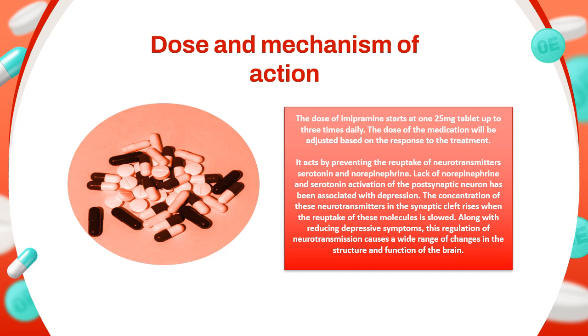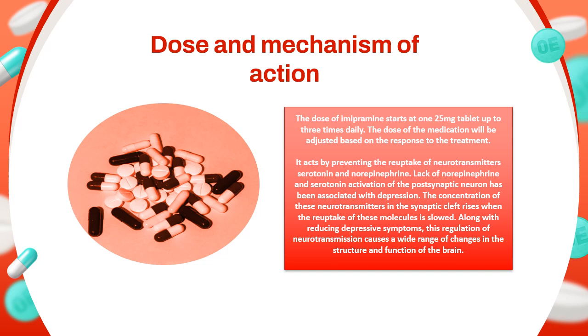Next is the dose and mechanism of action. The dose of imipramine starts at one 25 mg tablet up to 3 times daily. The dose of the medication will be adjusted based on the response to the treatment. It acts by preventing the reuptake of neurotransmitters serotonin and norepinephrine.